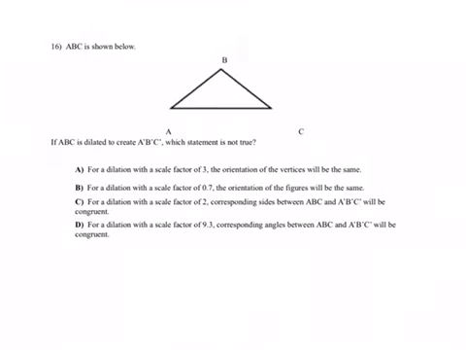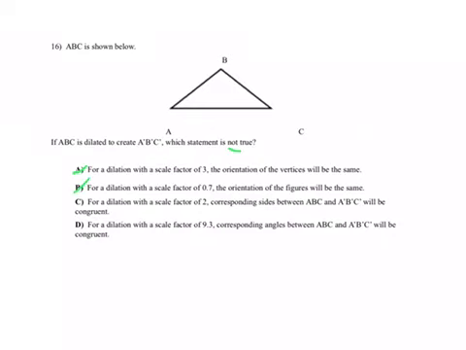On number 16, we've got triangle ABC, and we're going to dilate it to create the prime version. So it says which statement is not true. Watch out for not statements, they drive me crazy. So A says for a dilation of a scale factor of 3, the orientation of the vertices will be the same. Orientation does not change on dilation, so that is a true statement. Answer choice B says for a dilation with a scale factor of 0.7, the orientation of the figures will be the same. Yeah, that's the exact same. We're looking for a not true statement.